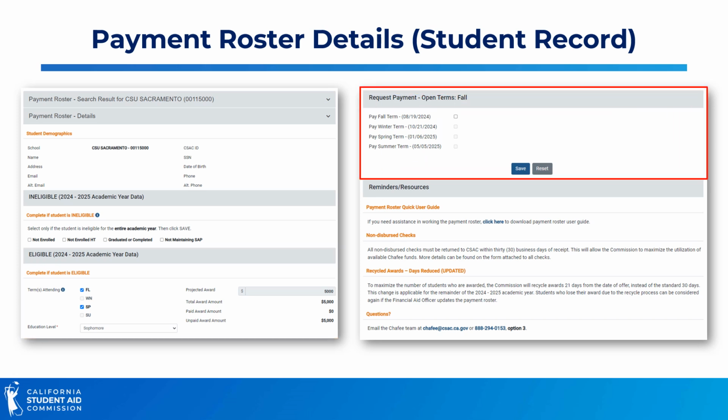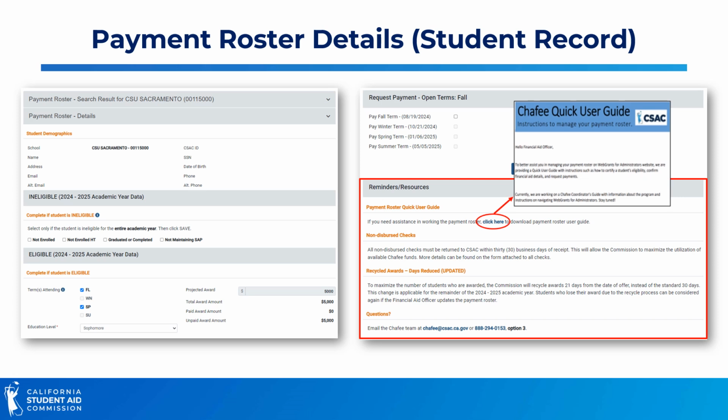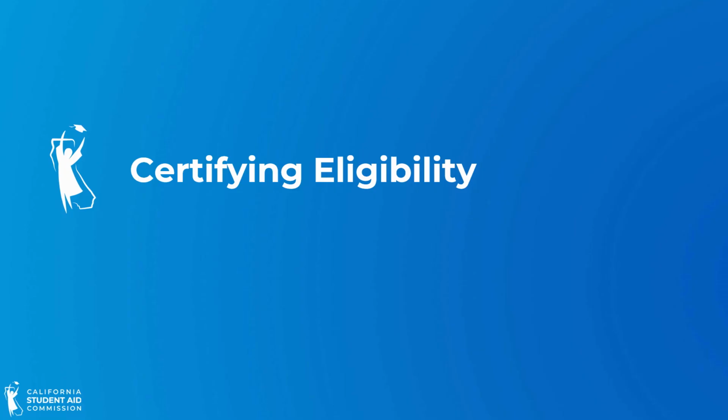Next is the request payment section, where schools select the term or terms for which the student is eligible for payment. And lastly, we have the reminders or resources section, where you will find the Chafee Quick User Guide, a very helpful resource that outlines nearly every payment scenario, including how to report ineligibility at the term level and at the annual level. Next, let's take a look at how to certify students for eligibility.